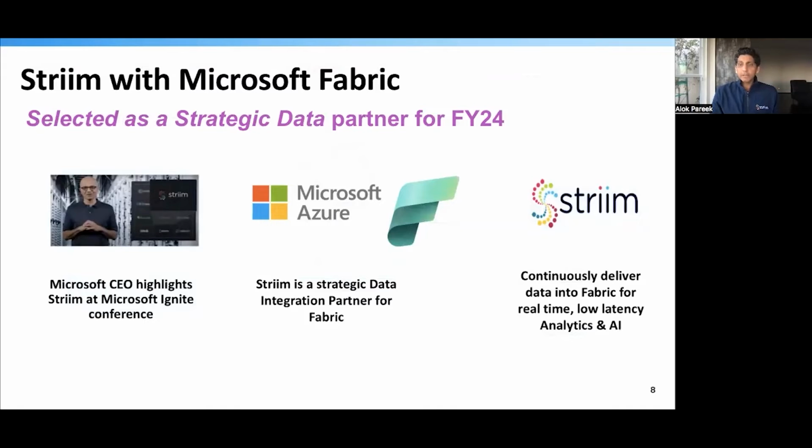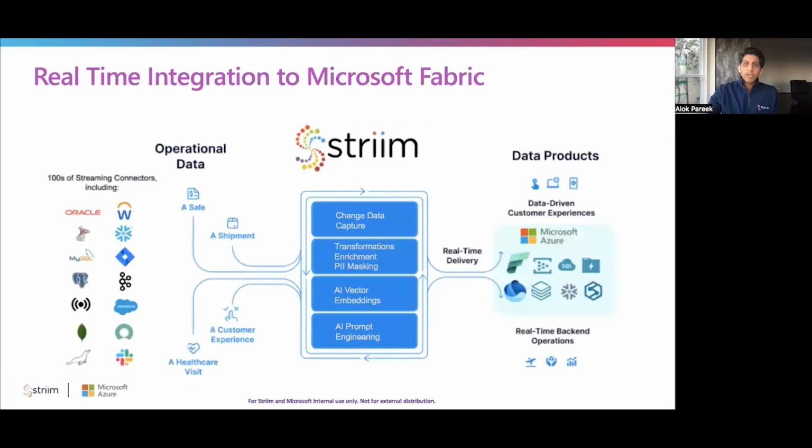Last year at Ignite, we were very excited that Striim was selected as a strategic data partner, and for FY24 we are Fabric's data partner, particularly when it comes to delivering continuous workloads into Fabric with very low latency for their analytics and AI workloads. I'll take a couple of minutes to walk through the functionality, and then we'll get into some of the common streaming patterns as well as the product demo.